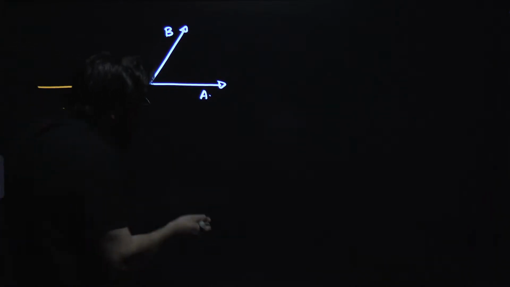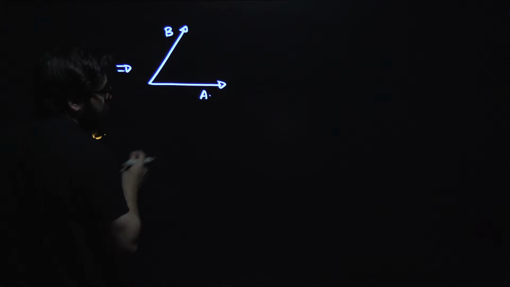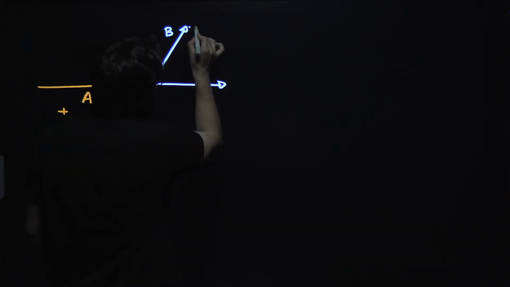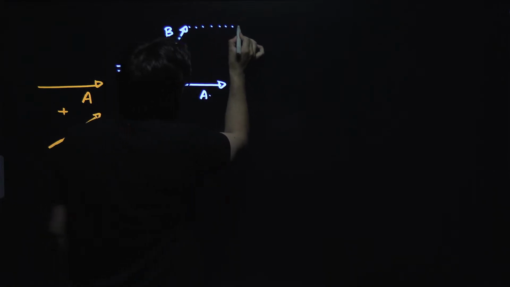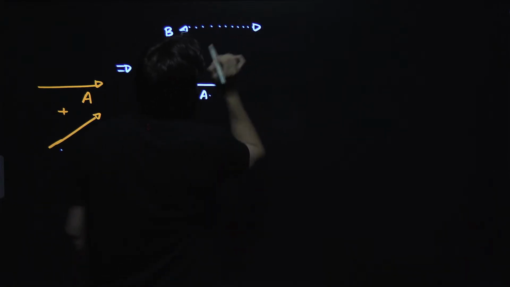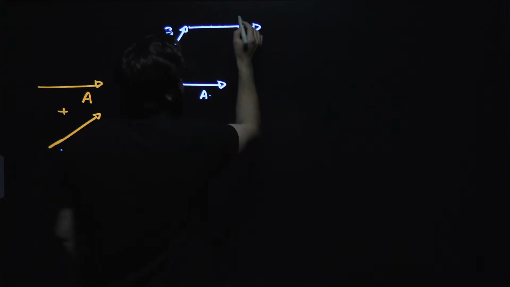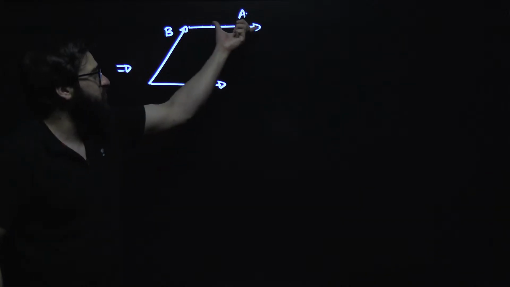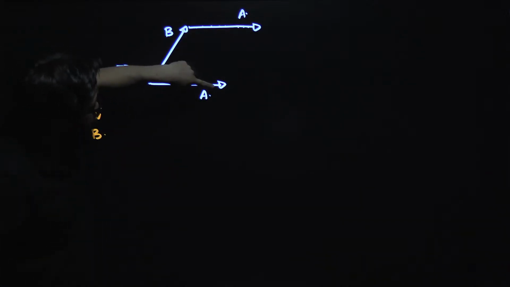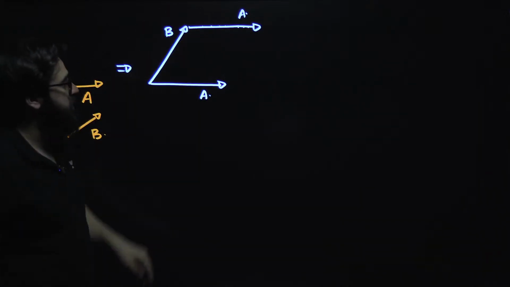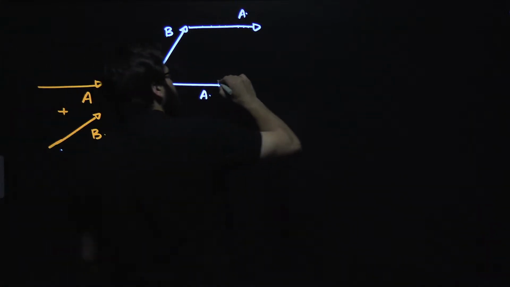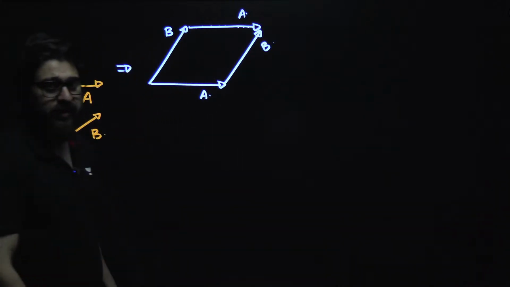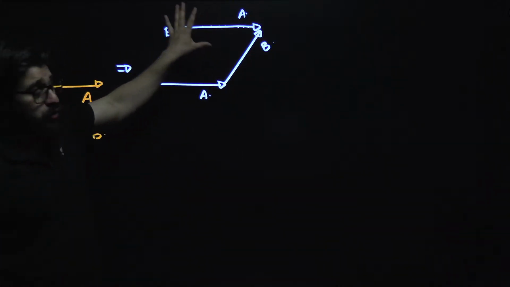Guys, listen to me very carefully. If this is vector A and this is vector B, I can make one more vector. This is also called parallel shifting. I can make one more vector exactly like vector A, which means I have parallel shifted this vector over here. The direction of this vector is exactly the same. And I can parallel shift vector B over here. Now, guys, don't you think this looks like a parallelogram?